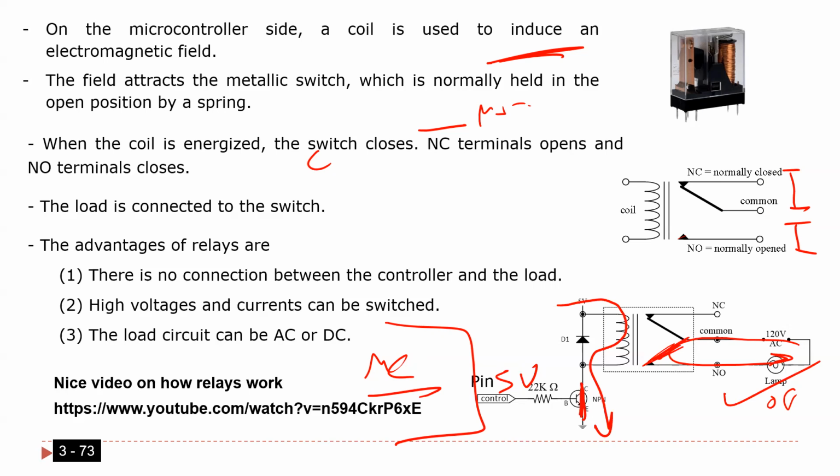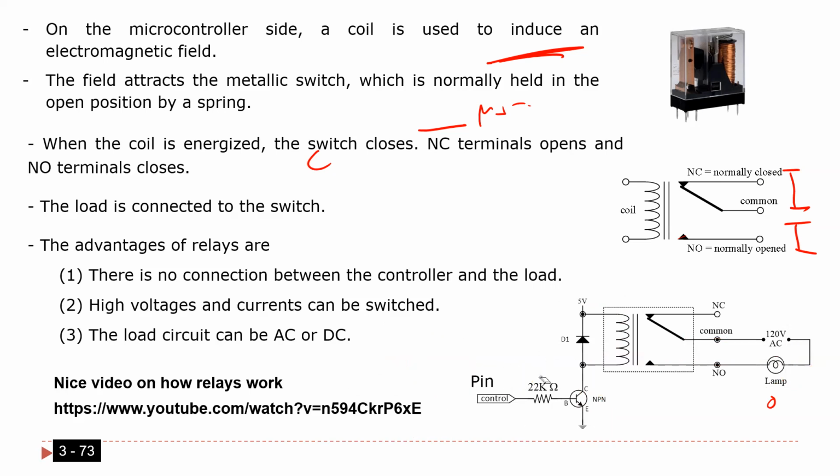Any questions? This way, the microcontroller can control an AC load, turning it on and off. Again, the way I designed this circuit is important to understand. Listen to me. Because I used normally open, it's like you have two switches here, and this one is normally open. So the lamp is normally off. If you want to turn it on, you have to put 5 volts.